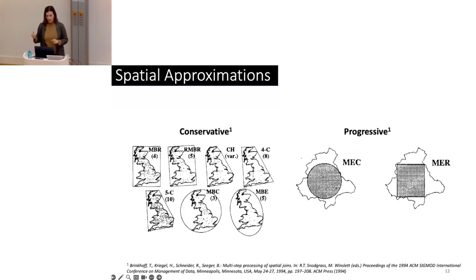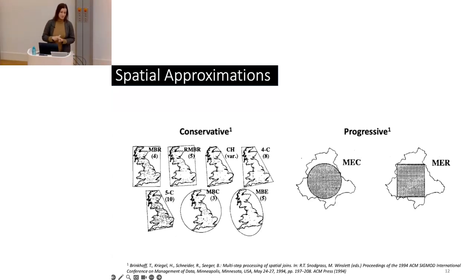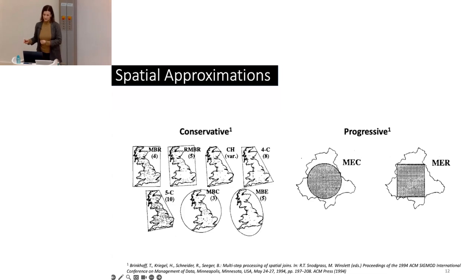Now, on the other side, we have progressive approximations, and here it's the opposite. These are approximations that are completely contained within the original geometry. So, for example, here we have the maximum enclosed circle or the maximum enclosed rectangle. And the property that these approximations have is that they can confirm true positives, but they can have false negatives.